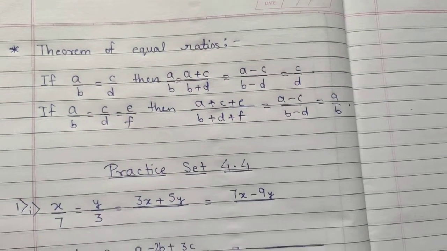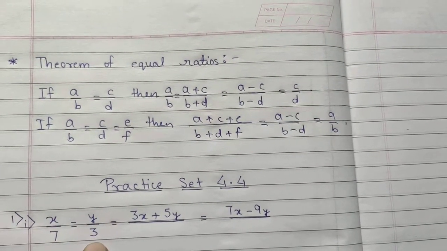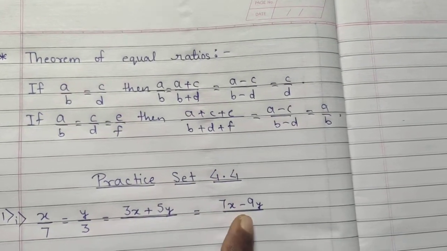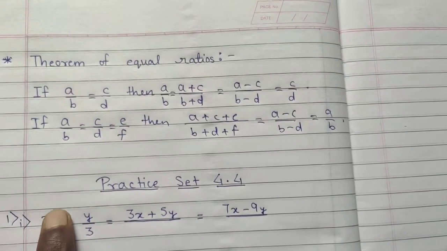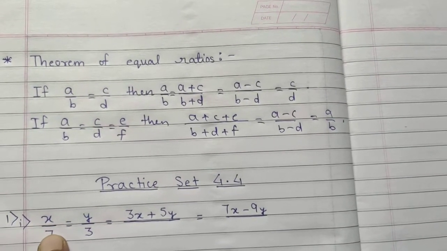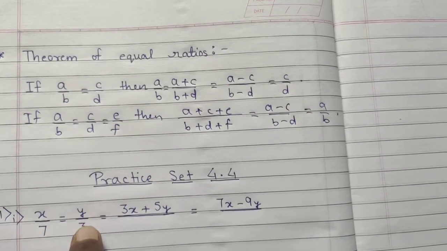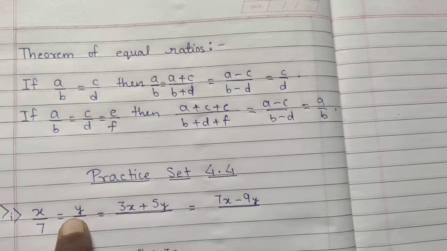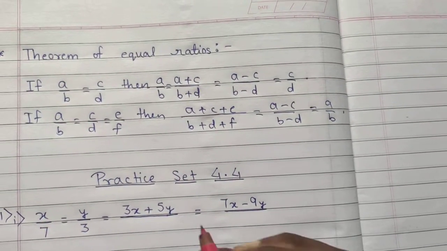Now see the first question. What is given to us? x upon 7 is equal to y upon 3. This we know, and by using this we have to fill in the blanks. Here we have 3 times x, so you do 3 times of this, and here also you have to do 3 times. So 3 times 7 is 21, then plus sign is there. 5 times y, so here we take 5 times: 5 times 3 is 15. So here we got 15 and here 21, and if you add 21 and 15, you get 36.